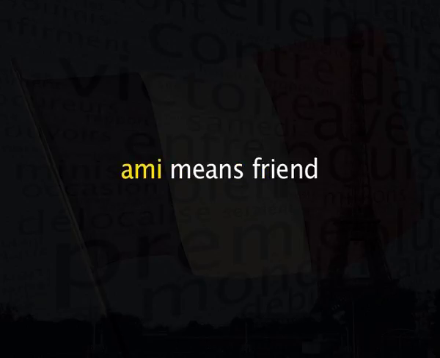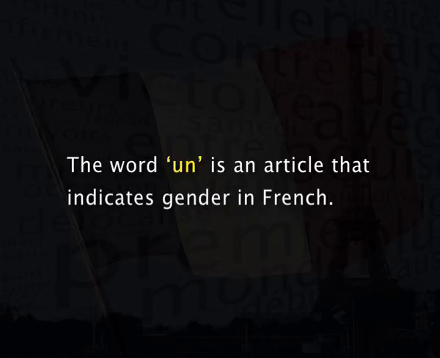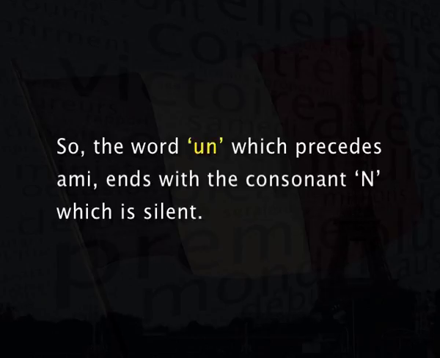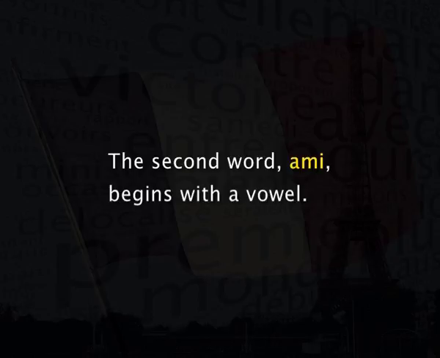Let me give you an example. Un and ami. Ami means friend. The word un is an article that indicates gender in French. We will learn all about gender in the second module of the next unit. So the word un, which precedes ami, ends with the consonant n, which is silent. The second word ami begins with a vowel.